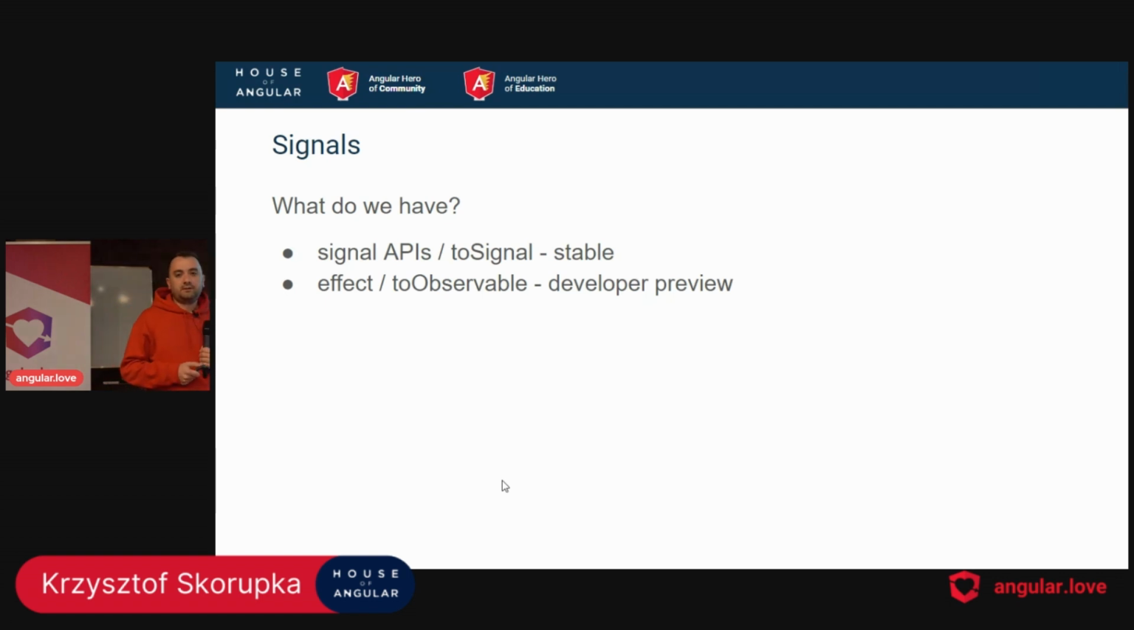And also we have effect and toObservable, which are still in developer preview. toObservable relies on effect under the hood, so that's why they're both staying in developer preview. And that's because effect is tied to the component and change detection life cycles, timing maybe, and that's what makes it still not stable, because the Angular team is still trying different approaches regarding this. So basically things are still like that.